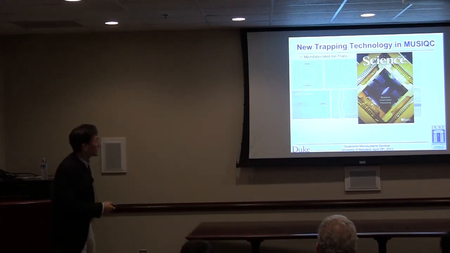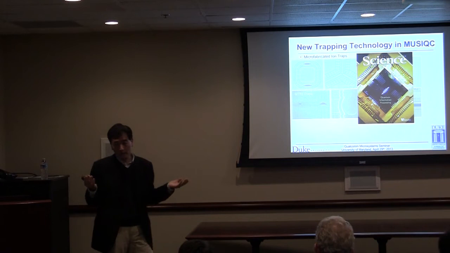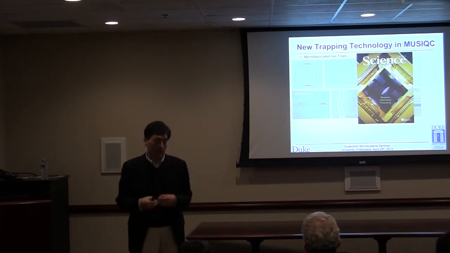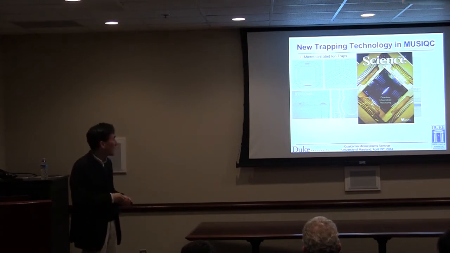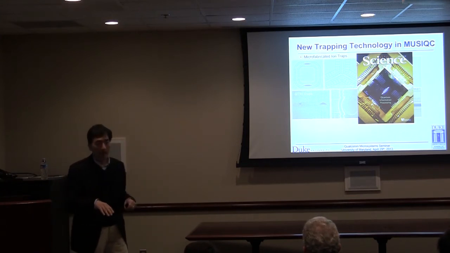And the way we do it is, let's say I want 7 ions on a chain, and I want to make that. I tell our collaborators at Georgia Tech or Sandia, this is what I want. They'll go back and they sit on a CAD tool and design the trap.